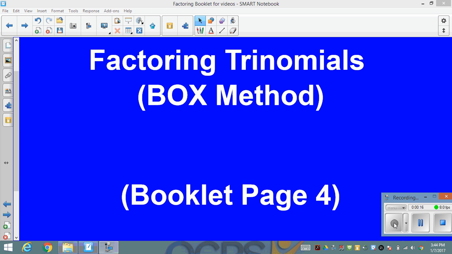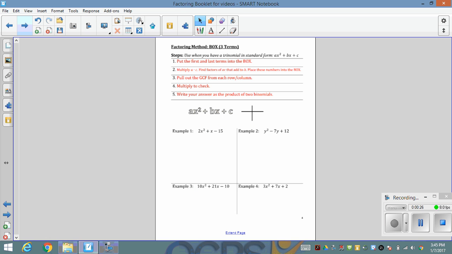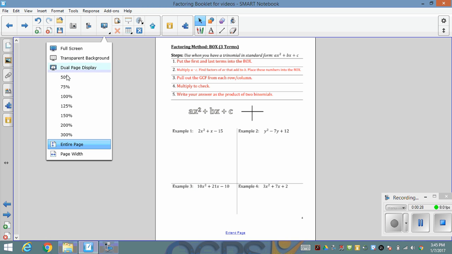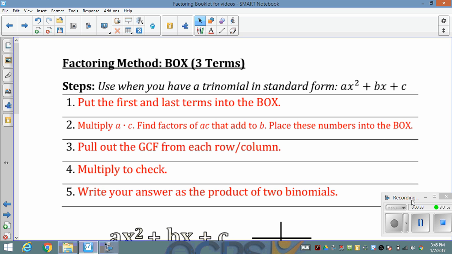You're going to take your notes in your booklet on page 4. We actually will not complete it in this video. We'll finish it in class. We'll do a couple examples now, a couple examples tomorrow. So let's start by just kind of writing out our steps, which may not make total sense to you until after we work a couple of examples.